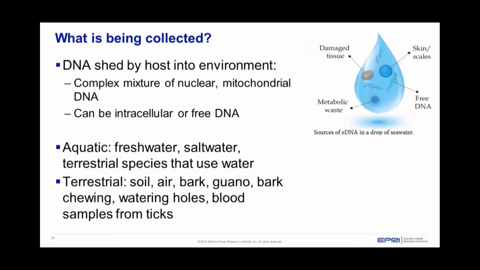Or we can think about a terrestrial environment, something like soil or air, bark or guano, bark chewing. So there's a paper that came out not that long ago where there were some, I believe, ungulates and primates that chewed on bark, and they detected who they were from saliva, watering holes, and then even blood samples from ticks or other insects have been used as well. So it's basically any kind of DNA that's in that particular environment from an aquatic or terrestrial habitat.